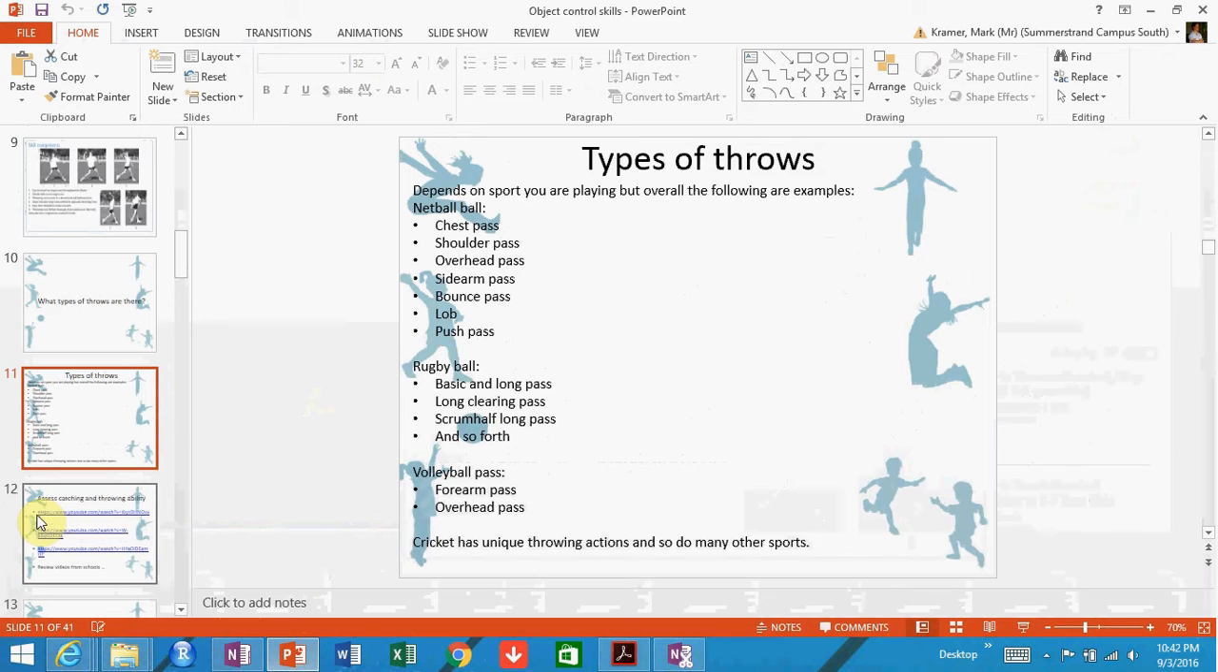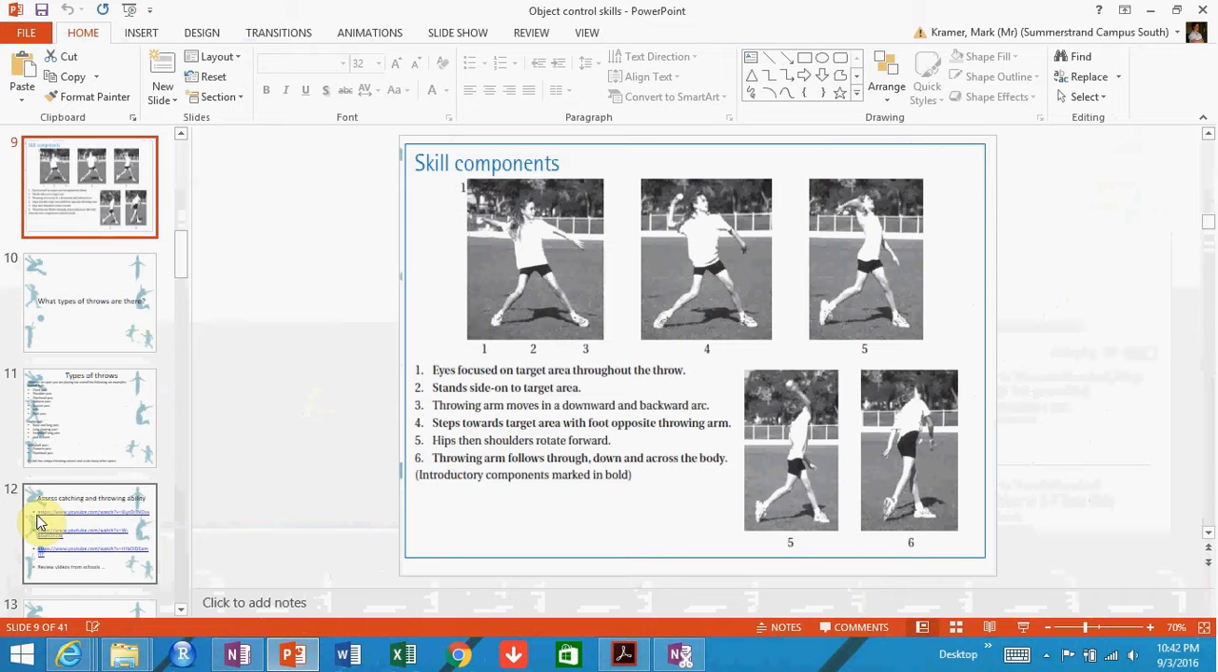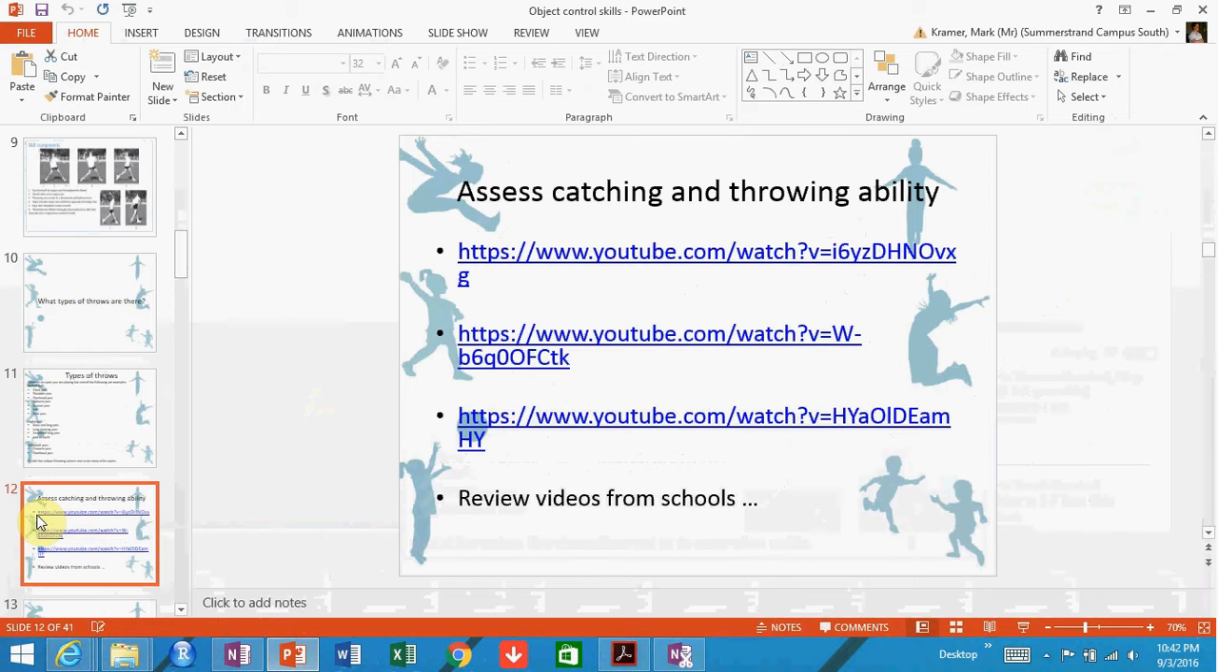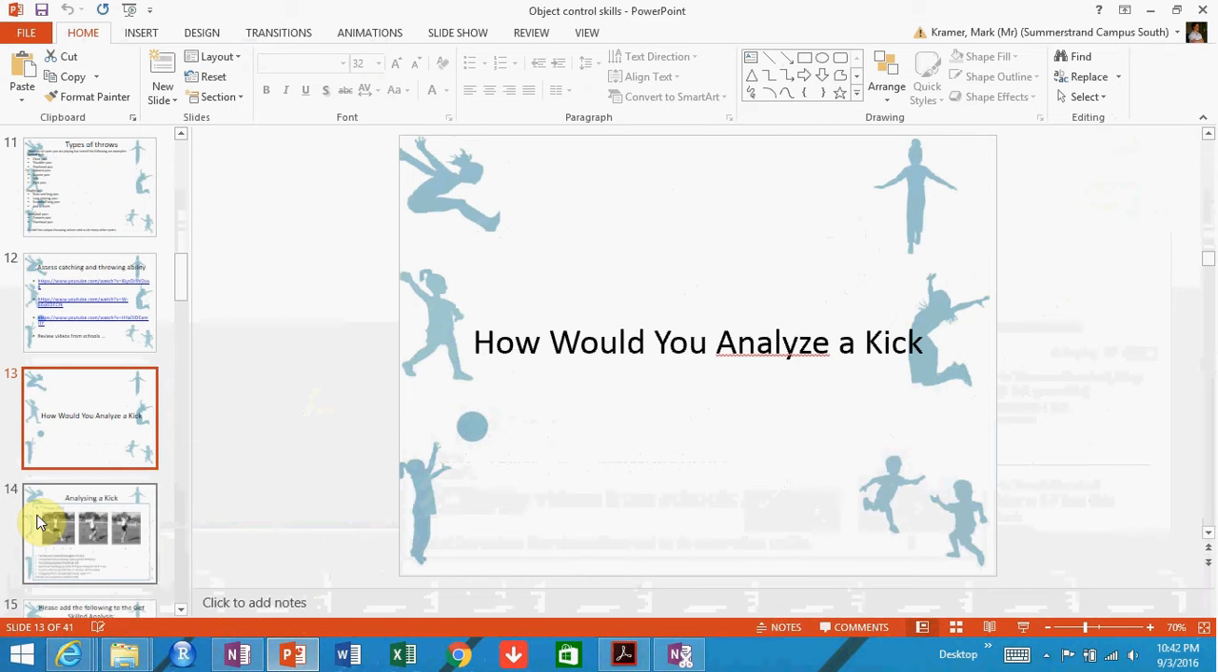Again, this depends on the sport, so you can have a look at these throws, and it will be specific to the skill, but for now we're really just doing the overhead throw, and that is basically how that will be performed. And obviously each one, netball, rugby, volleyball, cricket and so forth, have their unique throws, but it all starts at the base. Okay, so I've shown you some of those videos.